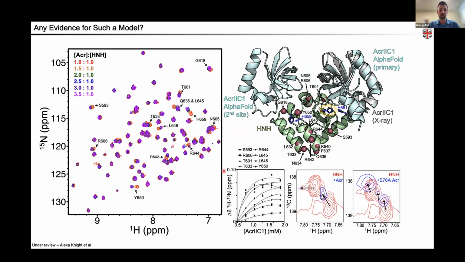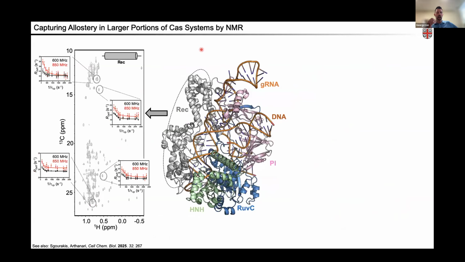We can fit these shift trajectories to show that the binding is actually pretty weak and therefore fairly transient. And we can see that the histidine side chains, including this one that's over here, are shifted and line broadened in response to the anti-CRISPR, suggesting there may be an interaction here. So we're trying to get more experimental information about whether this complex actually exists.